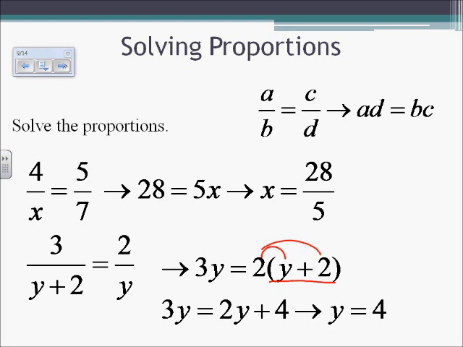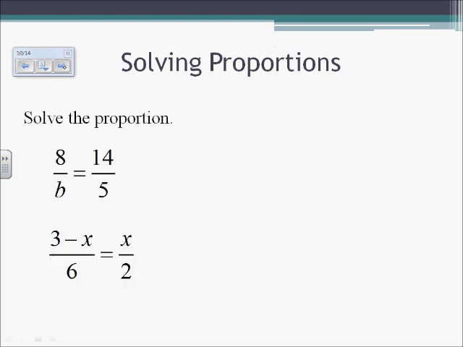Alright, let's try 2 more. Solve the proportions. 8 over b is equal to 14 over 5. Cross multiply and solve. 8 times 5 is 40. 14b then is equal to 40. Divide by 14 on both sides and simplify. b is equal to 20/7.